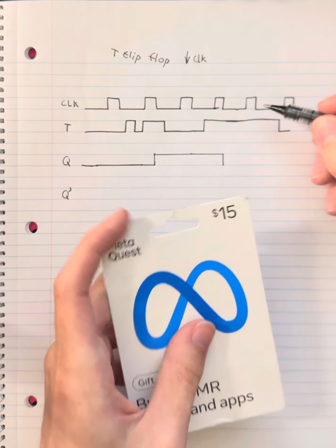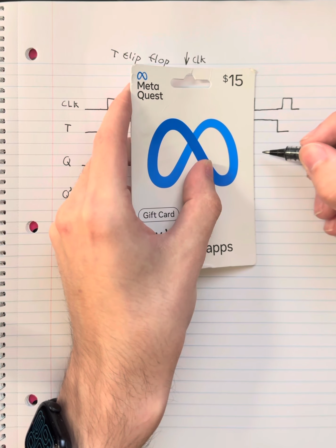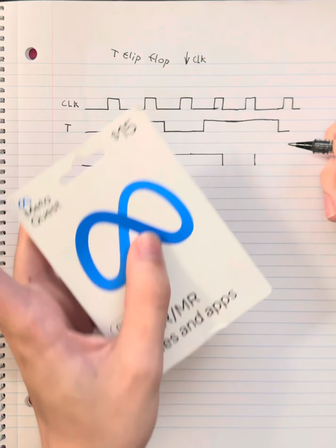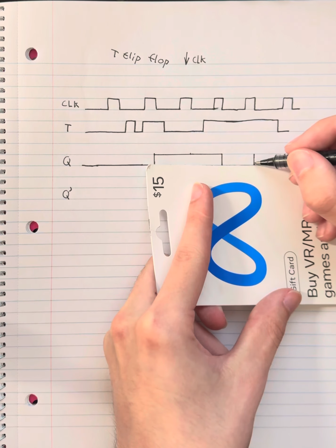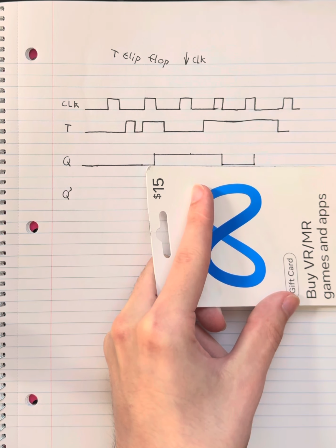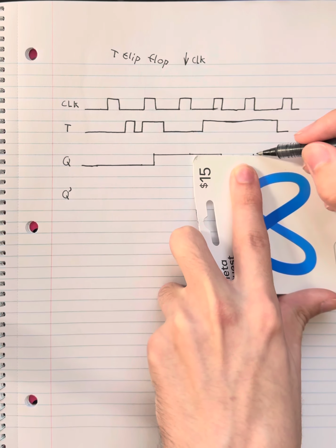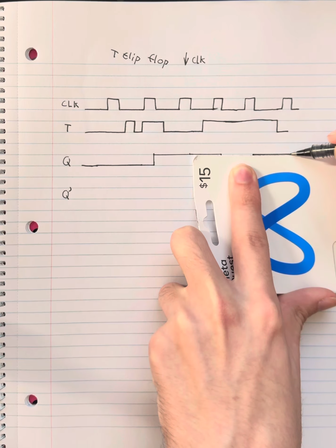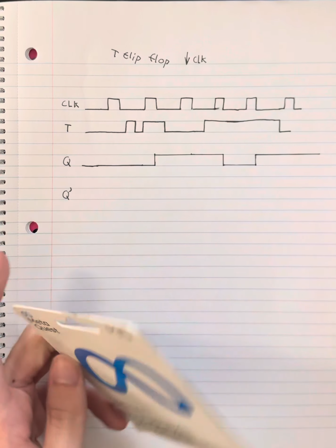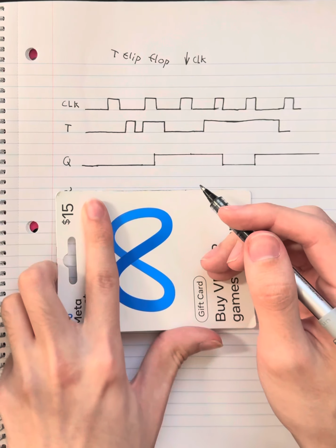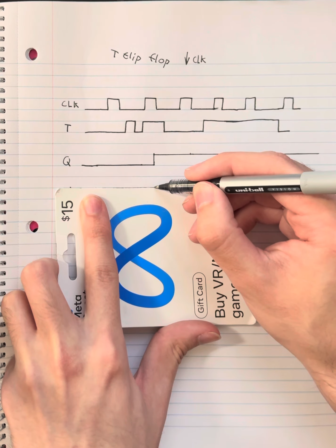Next clock cycle, since the toggle's still on, I can flip it back up. And that should go on forever. And then it's pretty easy to do the opposite.